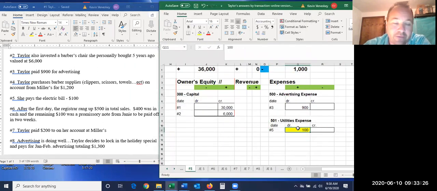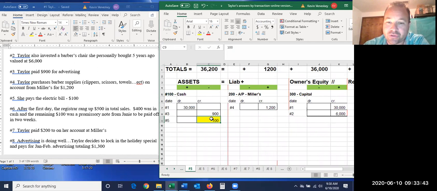So I put that here in the debit. It has to be a debit. Expenses are always debit. And then I ask myself, what did I do to get the electricity? Well, it says I pay the bill. So if I pay the bill, I'm losing cash. Cash is going down by $100.